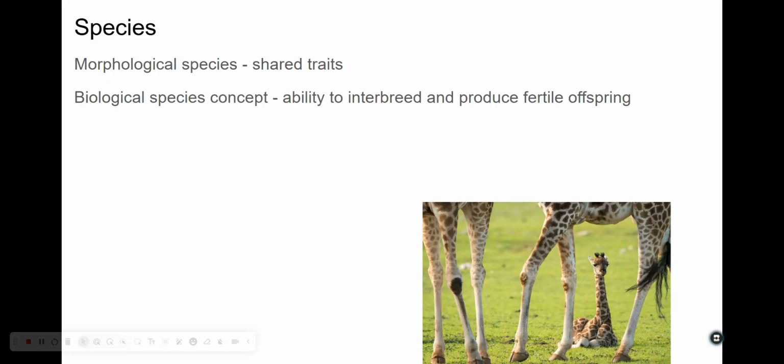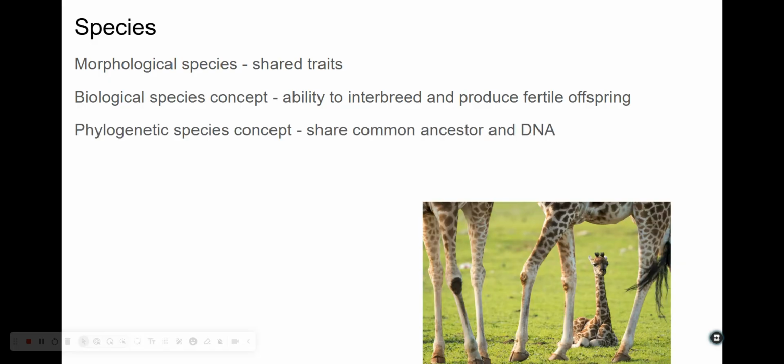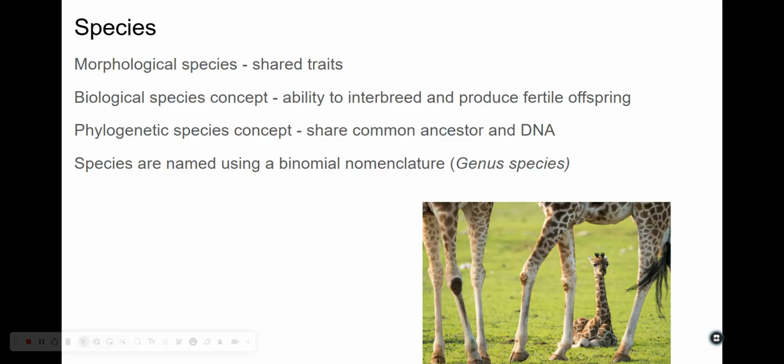Then we have the biological species concept, where the ability to interbreed and produce fertile offspring is how we define a species. Emphasis on the fertile part of the offspring. The phylogenetic species concept is our newest one, and it's using evolutionary relationships and DNA evidence to sort them into separate species. So DNA is more accurate, but it can sometimes be difficult to determine where to do the cutoff.